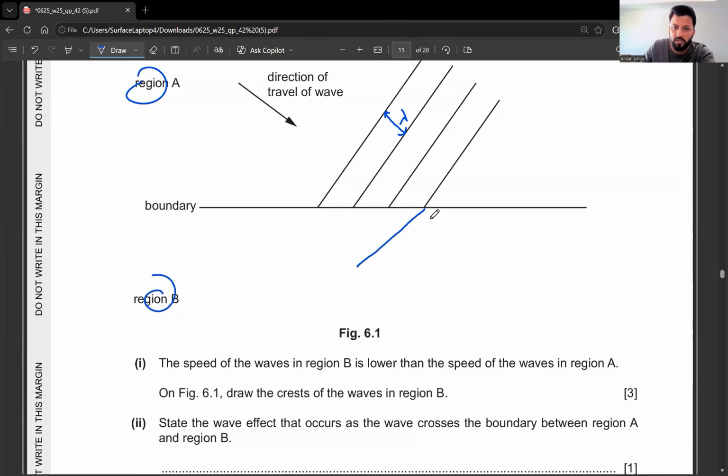And the wavelength will be decreased. So you will draw four lines with equal distance, and the distance should be less. So you can see in this case, wave is going this side, and in this case, wave is going this side. So you will just draw four lines with smaller wavelength. Crests will be getting close.